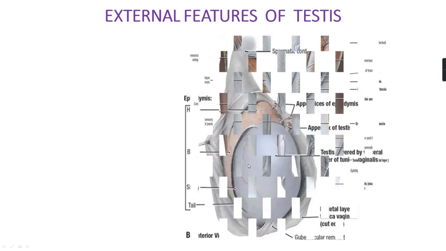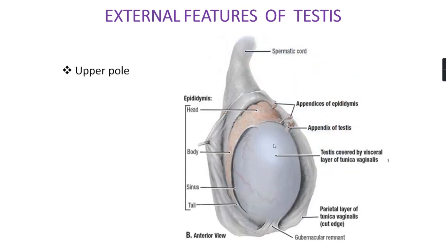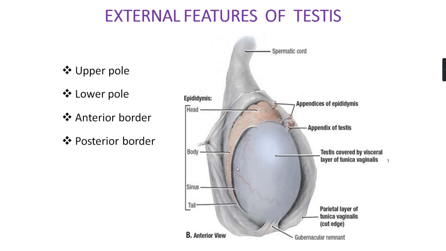Now the external features of the testis. You can see here, it has an upper pole, lower pole, anterior border, posterior border, medial surface, and lateral surface. We will see one by one. The upper and lower poles are convex and smooth. The upper pole provides attachment to the spermatic cord. The lower pole provides attachment to the gubernaculum.